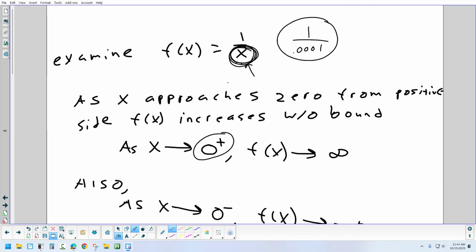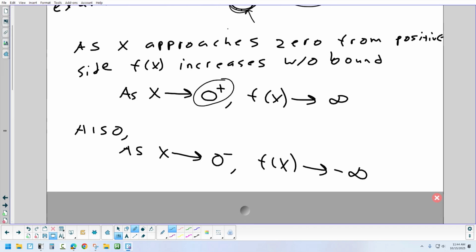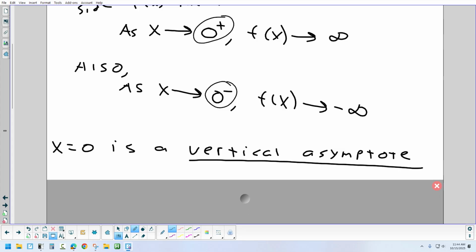So the way we would describe that is this sentence. This says as x approaches 0 from the negative side, okay, from the left, so starting in the negatives and heading towards 0. Whenever you head towards a value, if all of a sudden it curves up to infinity or down to negative infinity, that tells you you have a vertical asymptote.